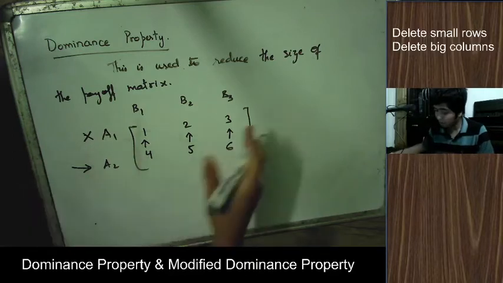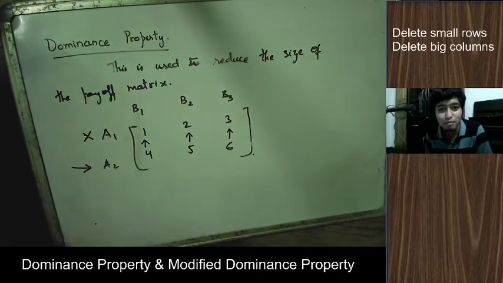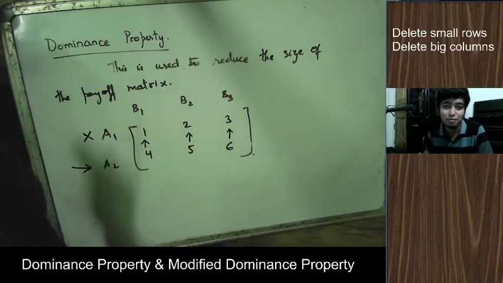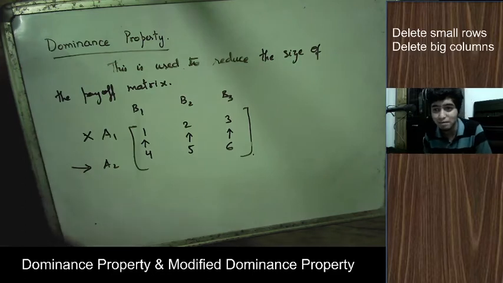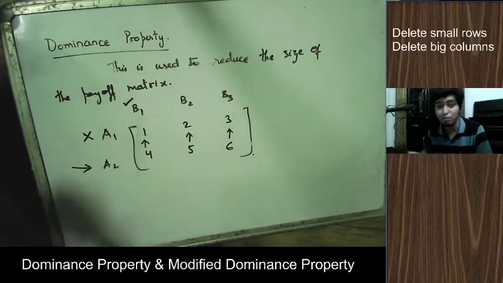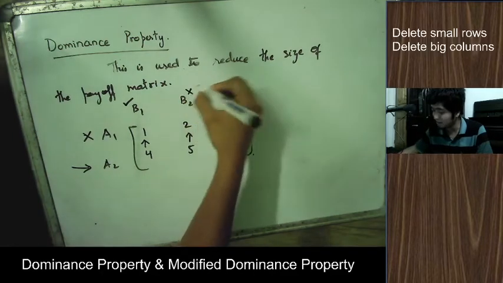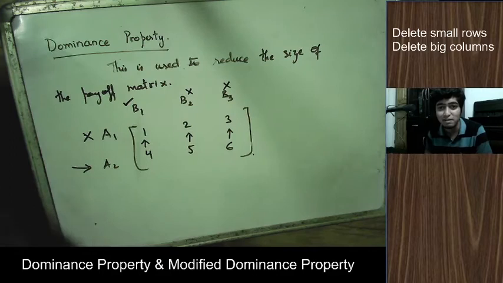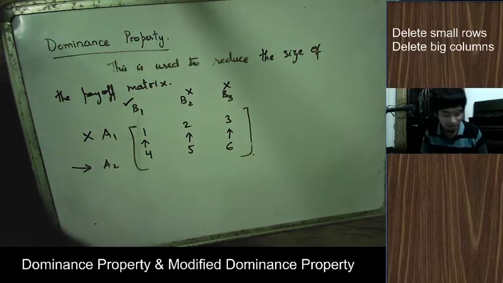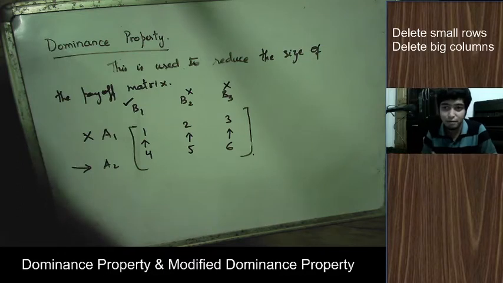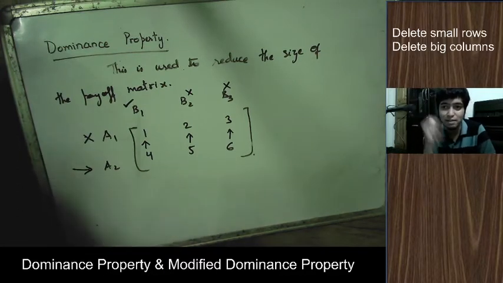But if you are player B, which strategy would you choose? Naturally, because you want to reduce the loss, you will choose strategy B1. So over here you are deleting the strategy B2 and you will be deleting the strategy B3. This is very important. What I've written on top is that you just have to delete the small rows and you just have to delete the big columns. That is basically the dominance property.